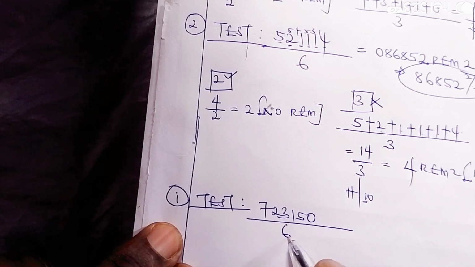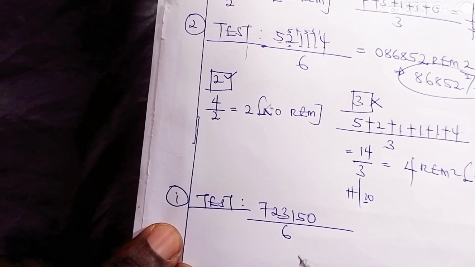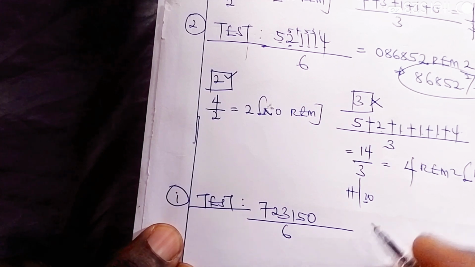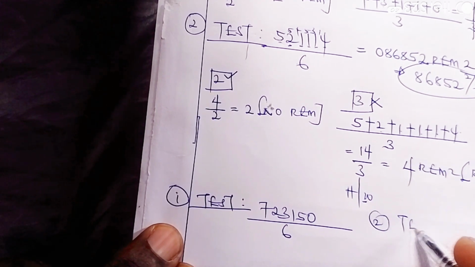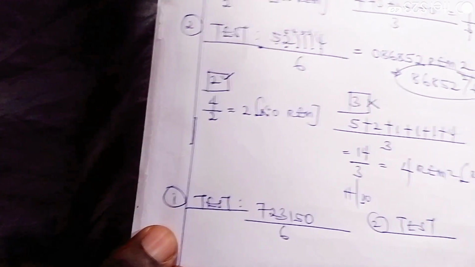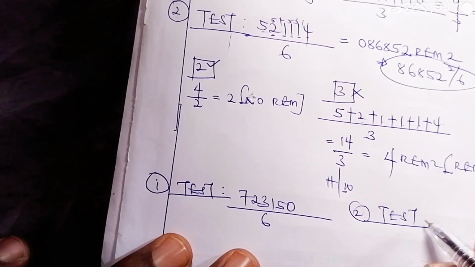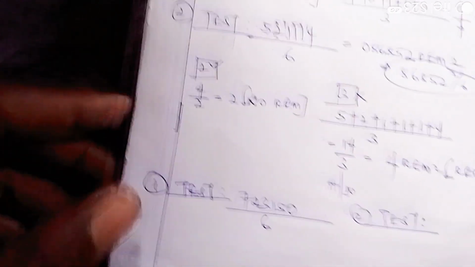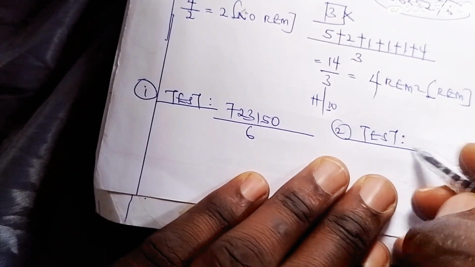Test 723,150 divided by 6. Let's see if there'll be a remainder when 6 divides this number or not. This is the last one you have to test. All I want you to do is write for me if there will be a remainder or not. That's all I want.